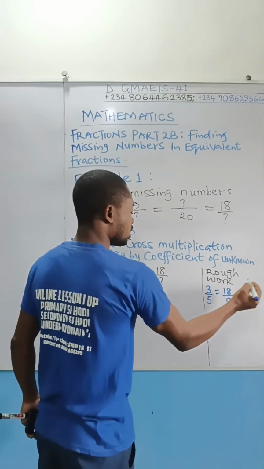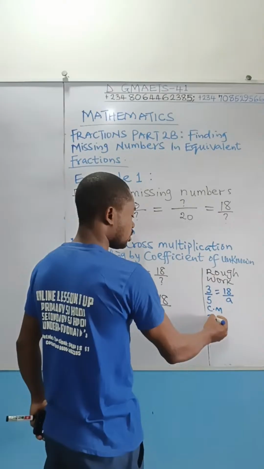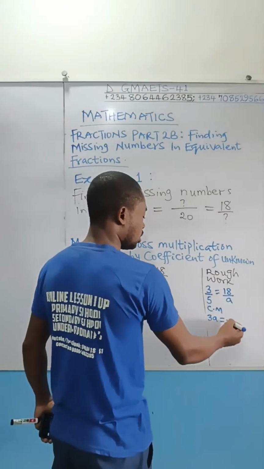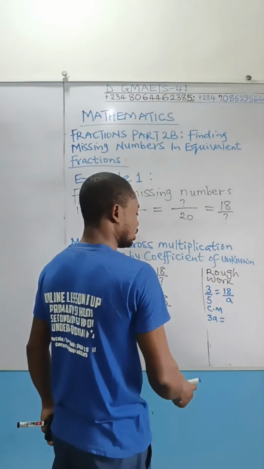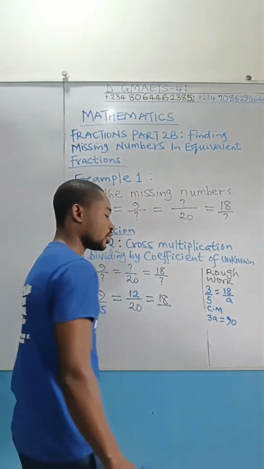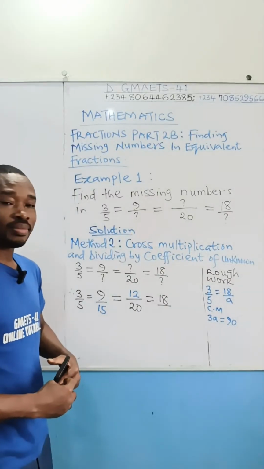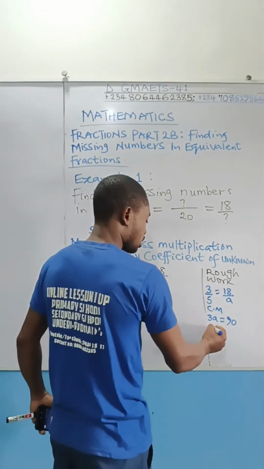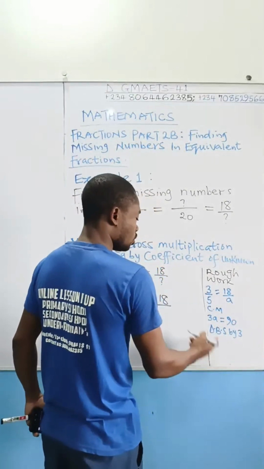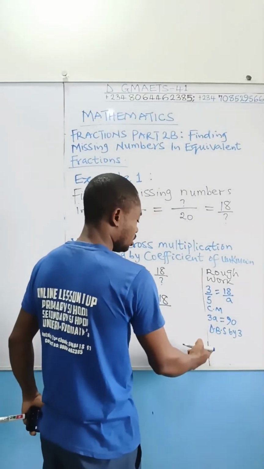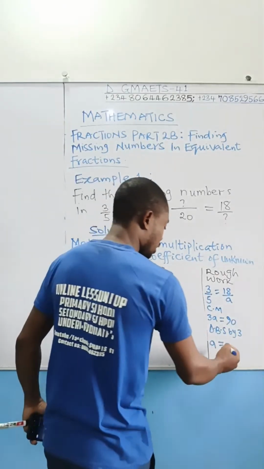This time around, let me use A as the missing number. Again, cross multiply. That will give you 3A equal to 5 times 18. 5 times 8 is 40, 0 move 4, and then 5 times 1. That should be 90. Okay? 90. Then we are dividing both sides by 3, the coefficient of the unknown. If you divide 3A by 3, you are going to have A left. Then go to the right-hand side, divide 90 by 3.